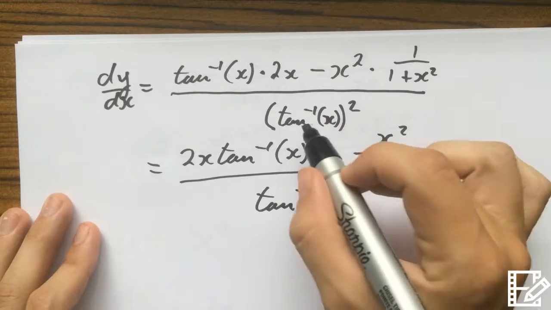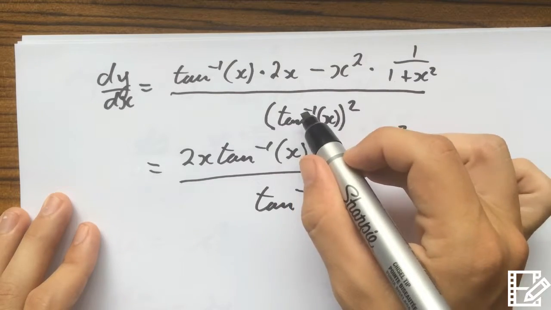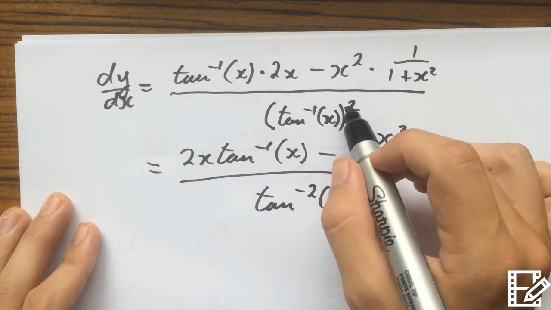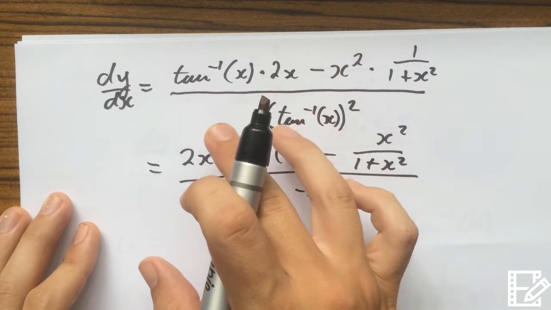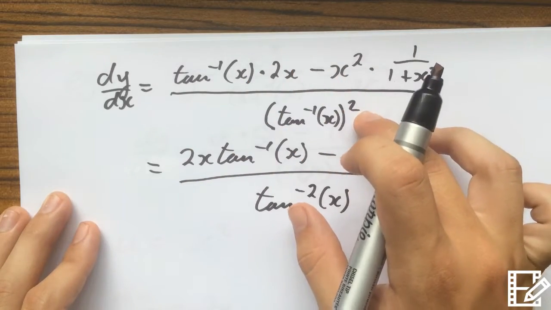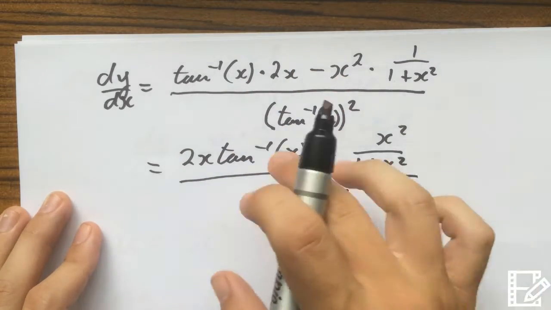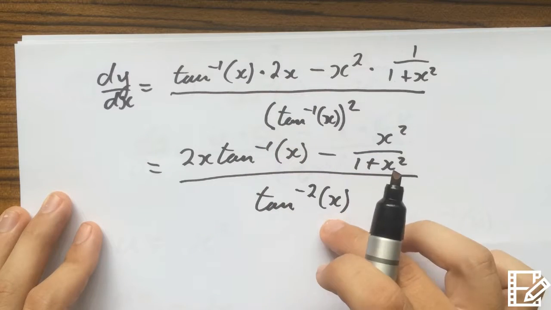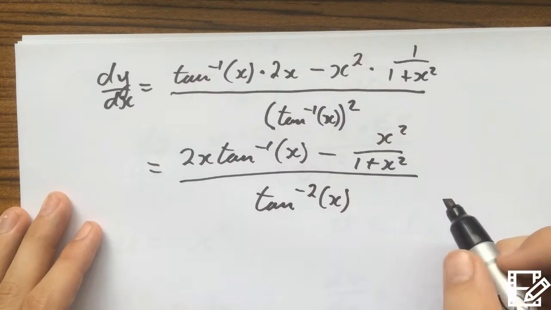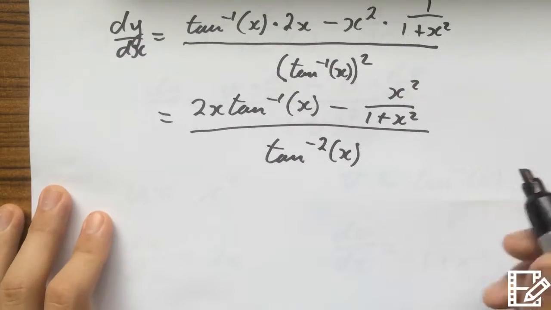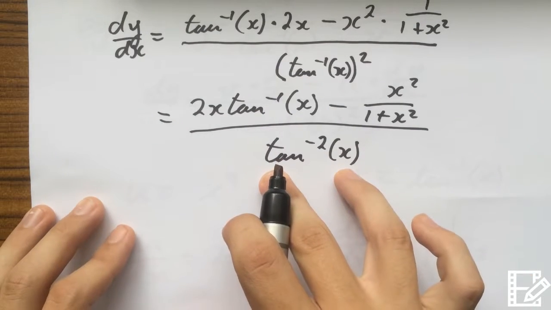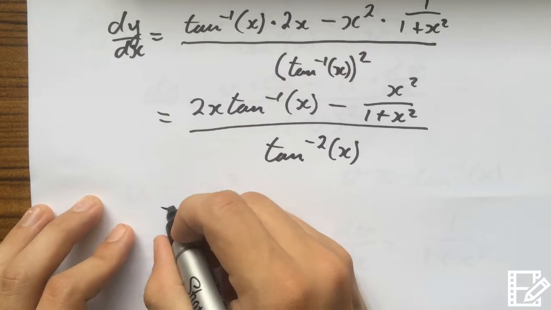And why do I do that? Well, this is the same as having tan⁻¹x to the power of negative 1. So when you have a power, when you have tan⁻¹x to the power of negative 1, then again to another power of 2, you multiply the powers. And what you end up with is tan⁻¹x to the power of negative 2. We just multiply the 2 by the negative 1. Okay? Now what I'm going to do is I'm going to split it.